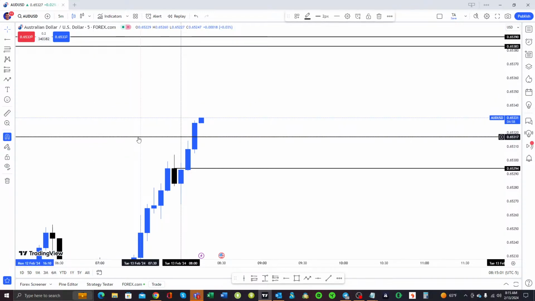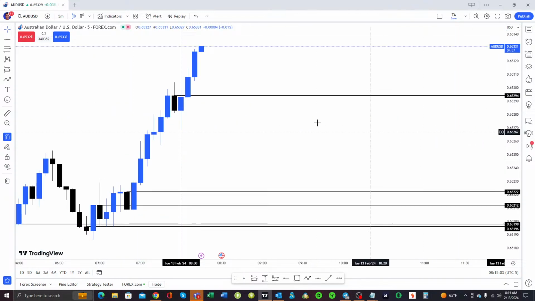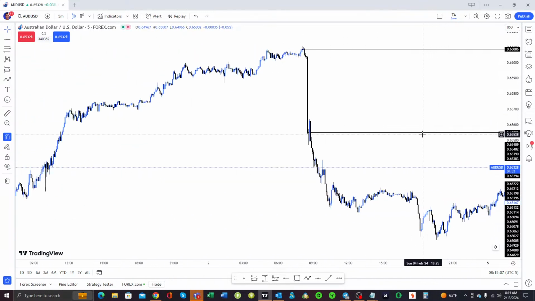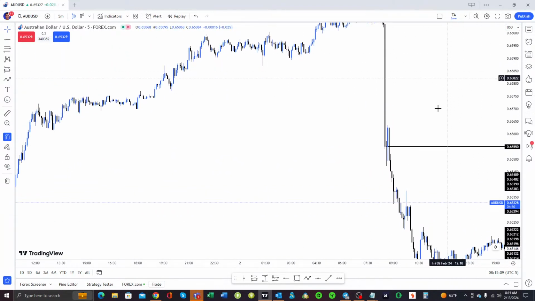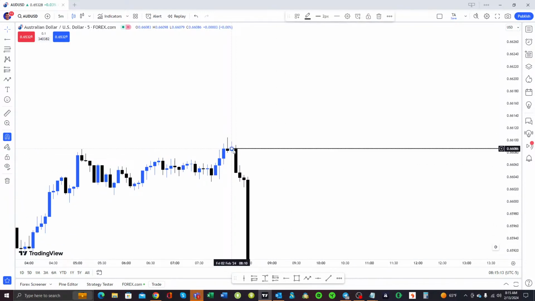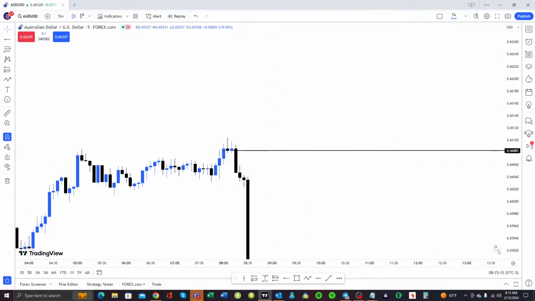Okay, we see no entry right there. Let me fix this line too. Make sure it's actually on that. Yeah, see, it's not. There we go.